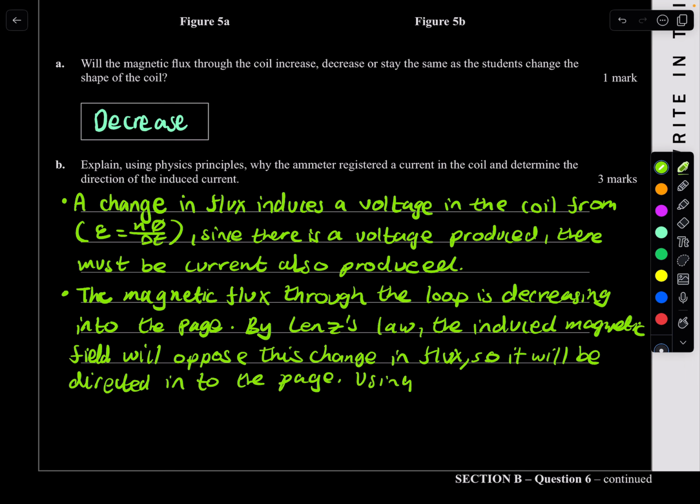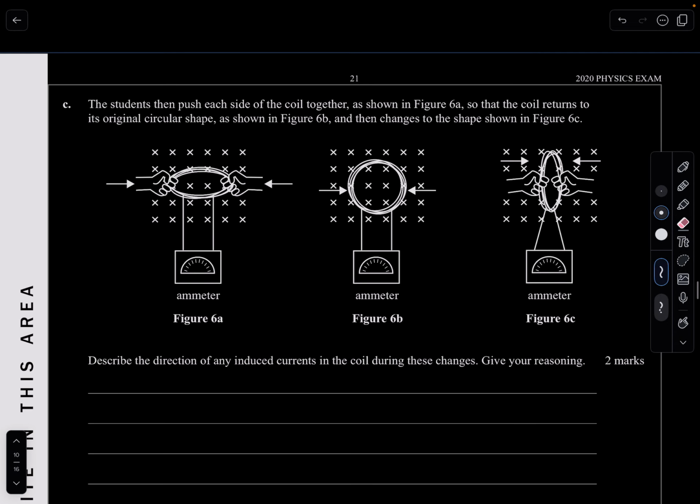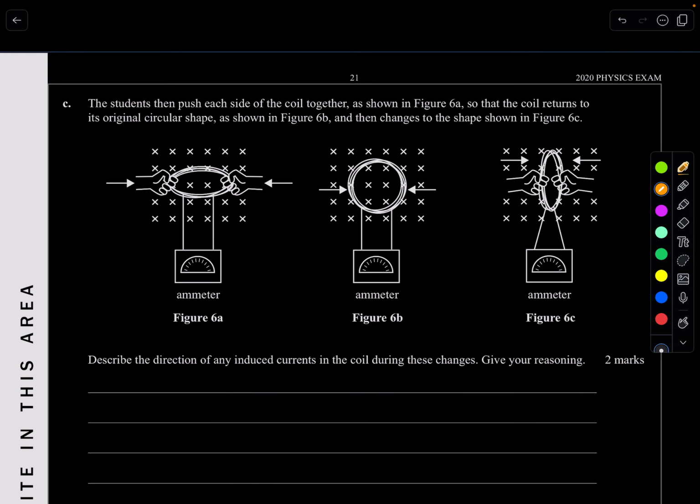So using the right-hand grip rule, your induced current flows, oh, my hands really hurt, clockwise overall. That's it. I think that really summarizes everything that we talked about. Beautiful. Next question, C. Let's have a look at C.